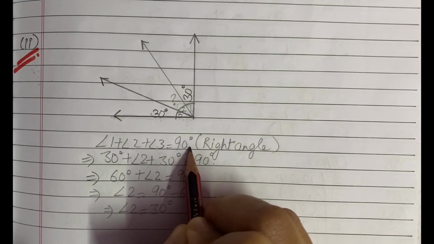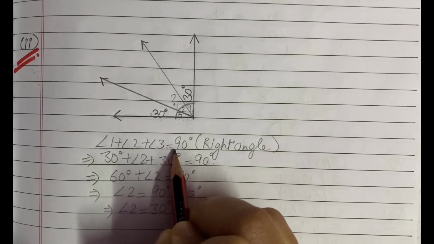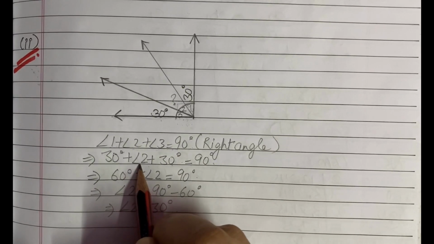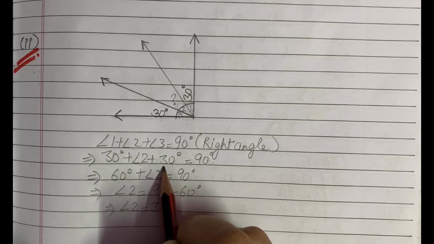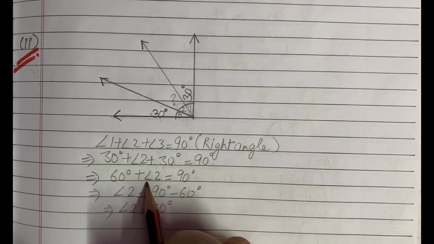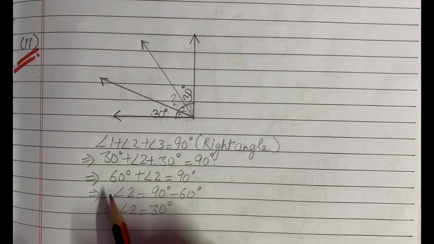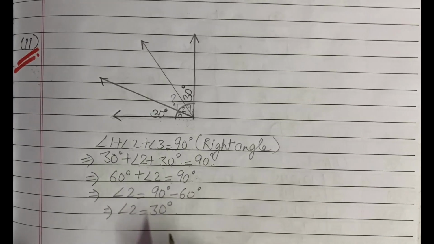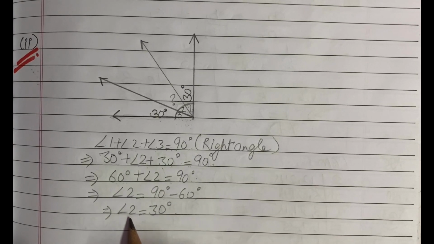Now put the value of the angles in this equation, and on putting the values you will get 30 degree plus angle 2 plus 30 degree is equals to 90 degree. And on solving this you will get 60 degree plus angle 2 is equals to 90 degree. Now this 60 degree is positive here. On shifting it will be subtracted. That means angle 2 is equals to 90 degree minus 60 degree. And on solving this you will get angle 2 is equals to 30 degree as the answer. Hopefully it is clear to you.